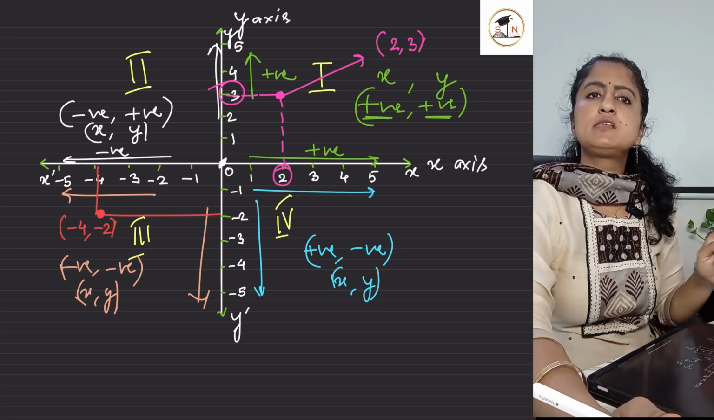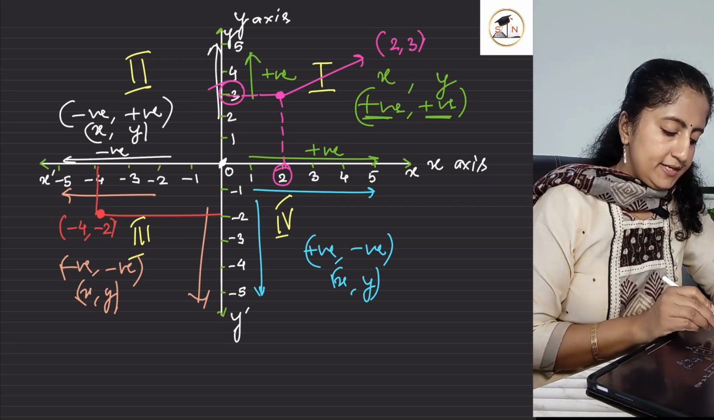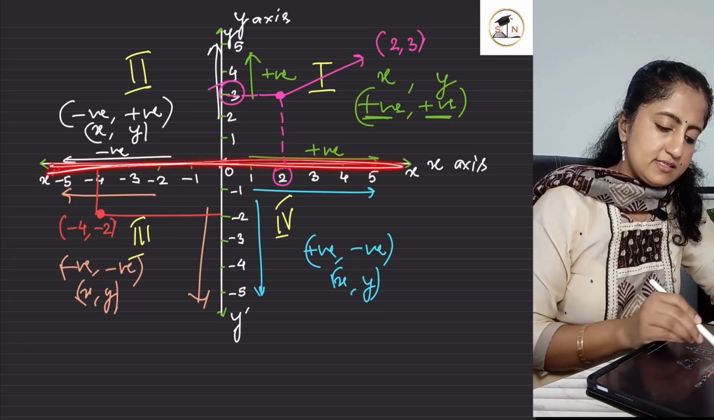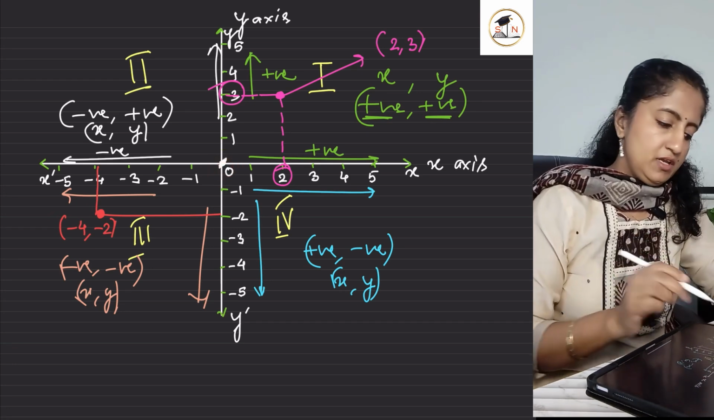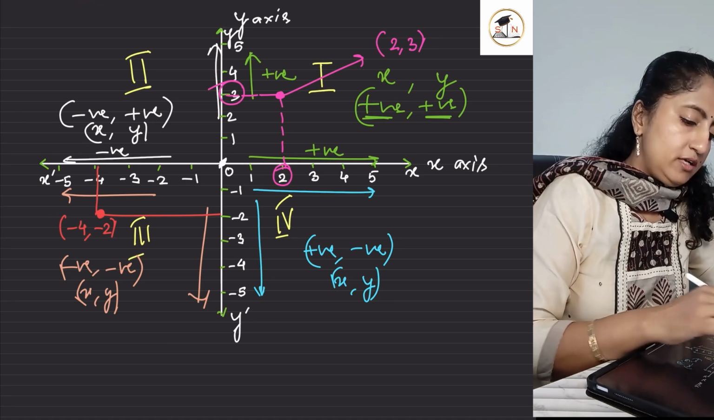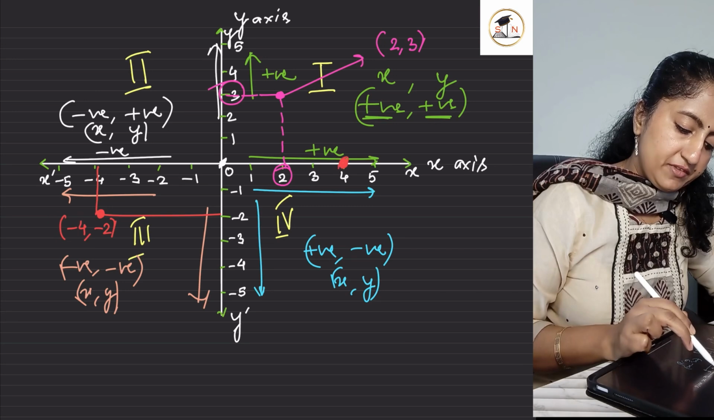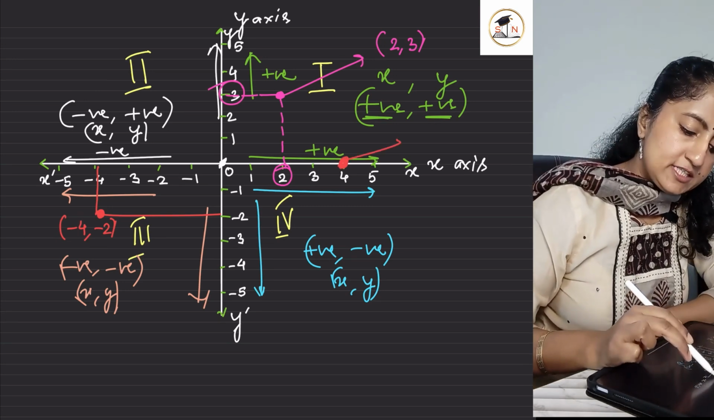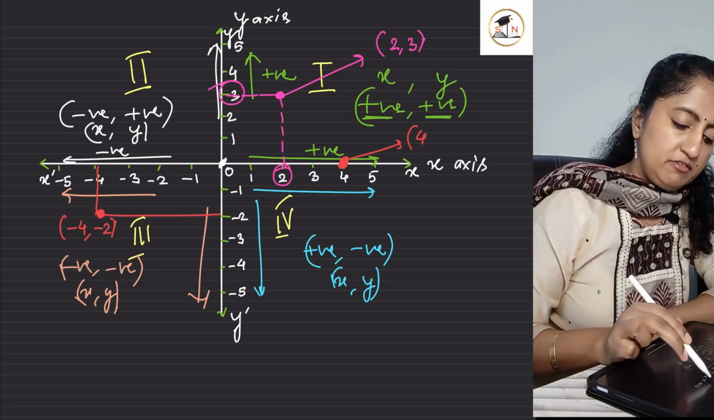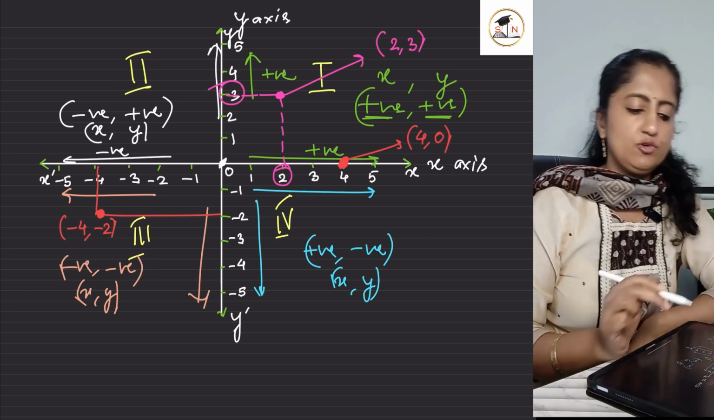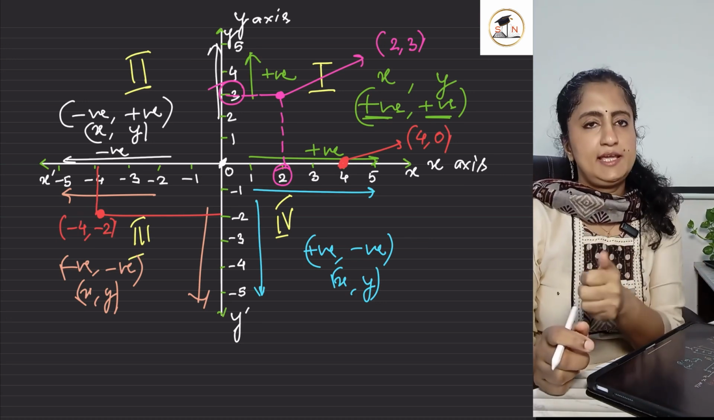Now, whenever a point is on the x-axis, any point on the x-axis, your y is 0. This is 0, right? So y is 0. Now, for example, if I talk about a point on the x-axis, let's say we are talking about this point, what are going to be the coordinates for this one? The value of x is 4, but the value for y is going to be 0. This becomes 4, 0 because it is lying on the x-axis.